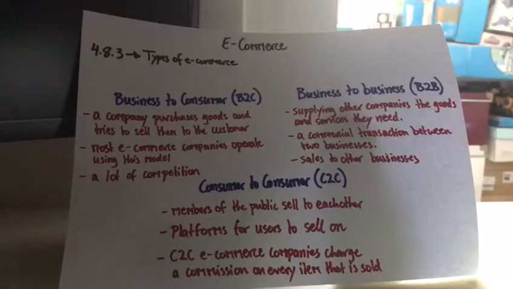Now, moving on to consumer to consumer, also known as C2C. Consumer-to-consumer e-commerce businesses allow members of the public to sell to each other. eBay is often cited as the classic example of a consumer-to-consumer business model, but others include Amazon Marketplace and a Chinese company called Taobao. These companies do not sell anything themselves. Instead, they provide platforms for others to trade.